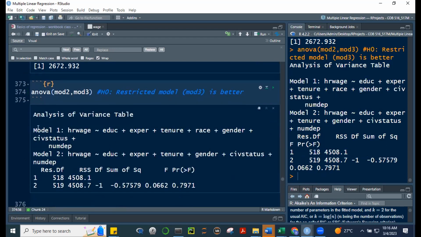So take note class, the names are still model 1 and model 2. Here the model 1 is the one with race. Okay, the model 2 here is the one without race. And then we have this p-value 0.7971, and the p-value is greater than 0.05. And what's our conclusion? The restricted model is better, po. Why? Because we accept the null hypothesis, po.